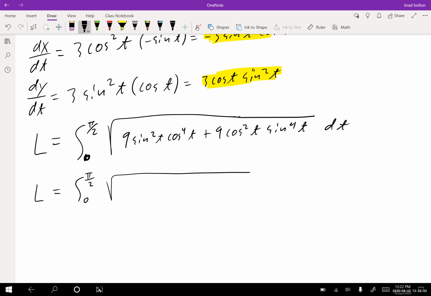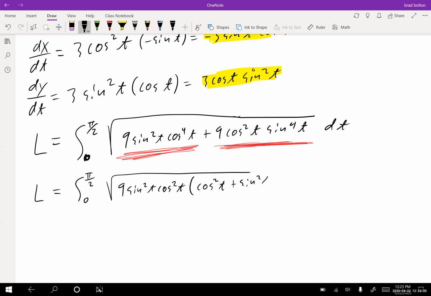Okay, so I'm going to factor out a 9. They both for sure have a 9 in common. They both also have a sine squared and a cosine squared in common. So sine squared t cosine squared t. And let's write the leftovers. So when I take a 9 sine squared t cosine squared t from that, that's going to leave me with a cosine squared t, right? And then when I take a 9 sine squared cosine squared from this, that's going to leave me a sine squared t.